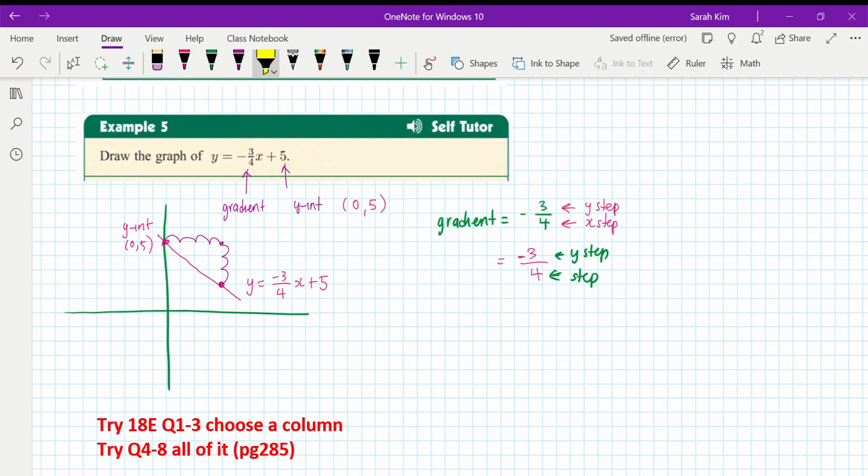So now that you've written both of these examples in your book nice and neatly, can you please try these questions? So 18E, questions 1 to 3. You don't have to do every single question. Just choose a column because there's a lot there. But for questions 4 and 8, I want you to try all of them. So it's page 285. I want you to do that first. And if you can finish that, awesome. We're going to move on to the next thing. If not, that is your focus for today.